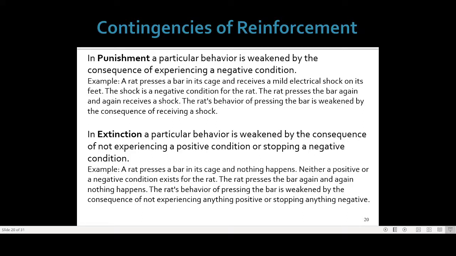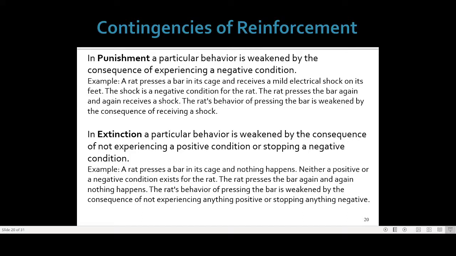Extinction is when a particular behavior is weakened by the consequence of not experiencing a positive condition or stopping a negative condition. Now we'll reprogram this one. The rat presses the bar in the cage and nothing happens. Earlier the rat had learned that when you press the bar, something will happen. Now nothing happens. Neither a positive nor a negative condition exists for the rat.